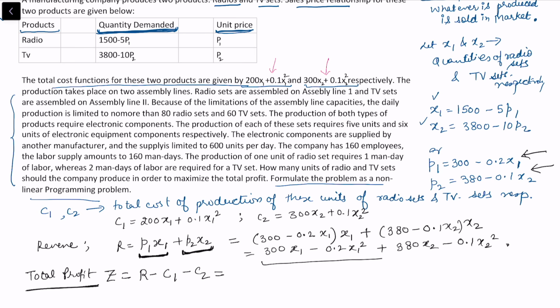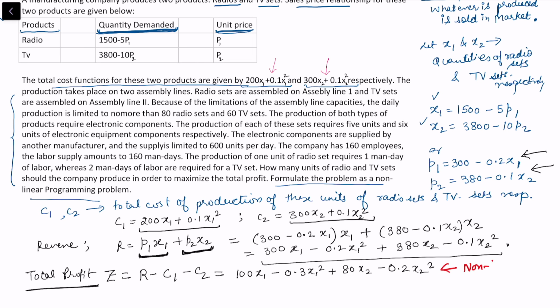So now this is the value for R, and C1, C2 we have already calculated, or we have simply written from the data. So this becomes 100 x1 minus 0.3 times x1 square plus 80 times x2 minus 0.2 times x2 square. So you notice that this is becoming a non-linear function because of how the data is given to us, and then we get the objective function as non-linear. So certainly this is a non-linear programming problem.